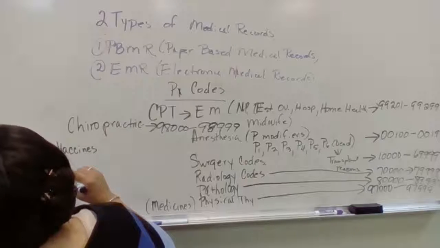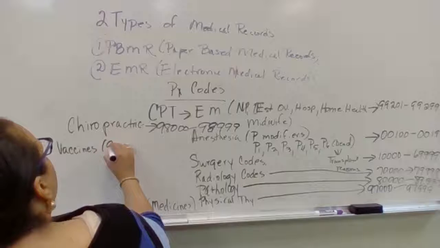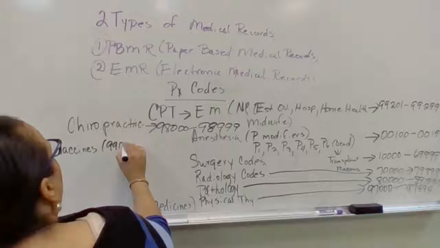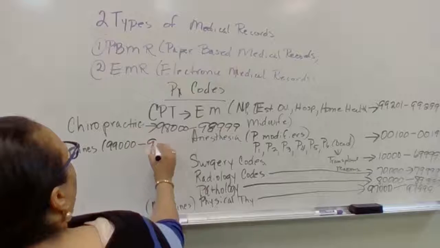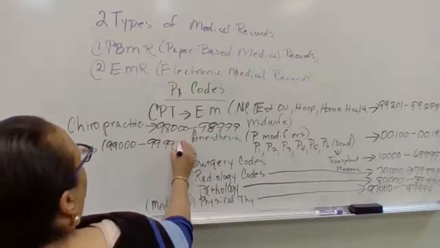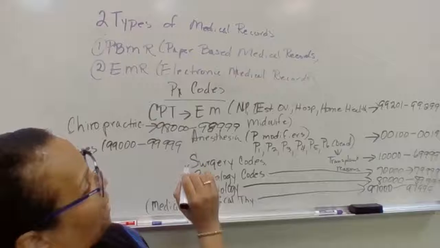DTaP, varicella, all that good stuff. All that is in the 990, I think it's, yeah, 9900 to 99999.